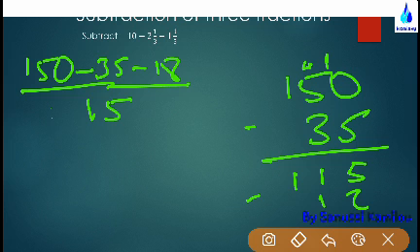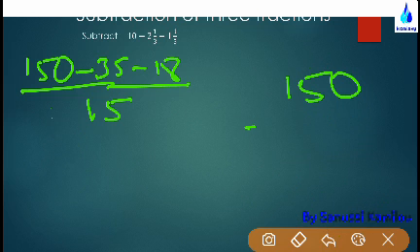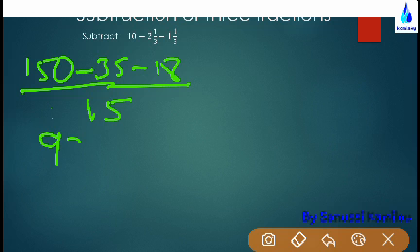So I will continue from there. I will take away the 18 from 115. Ask yourself, if I take 8 from 15, what do I have? 7, is it not so? Then this one became 10. 10 minus 1 is what? 9. You can do it at your end to check it. So this one will give us 97 out of 15.